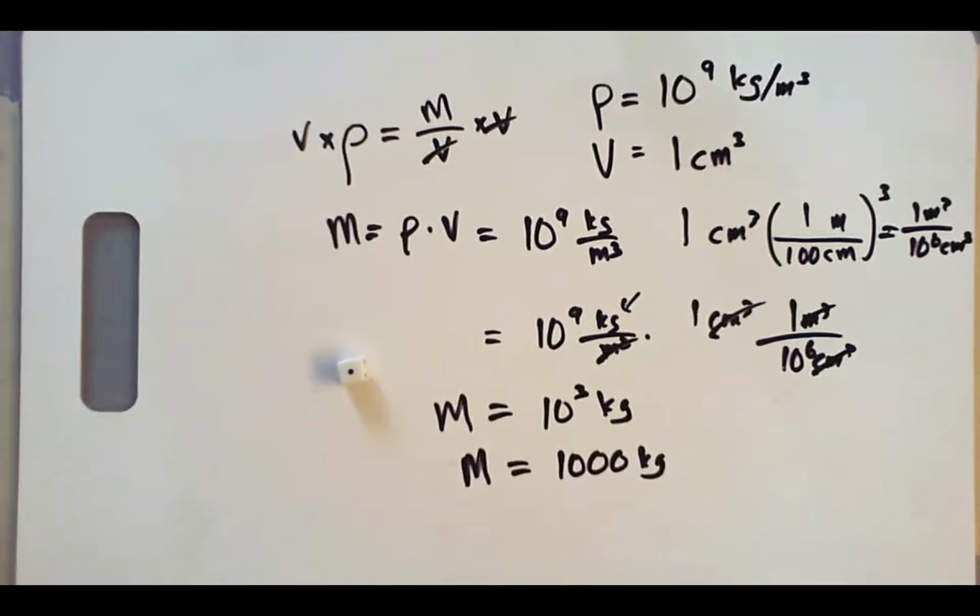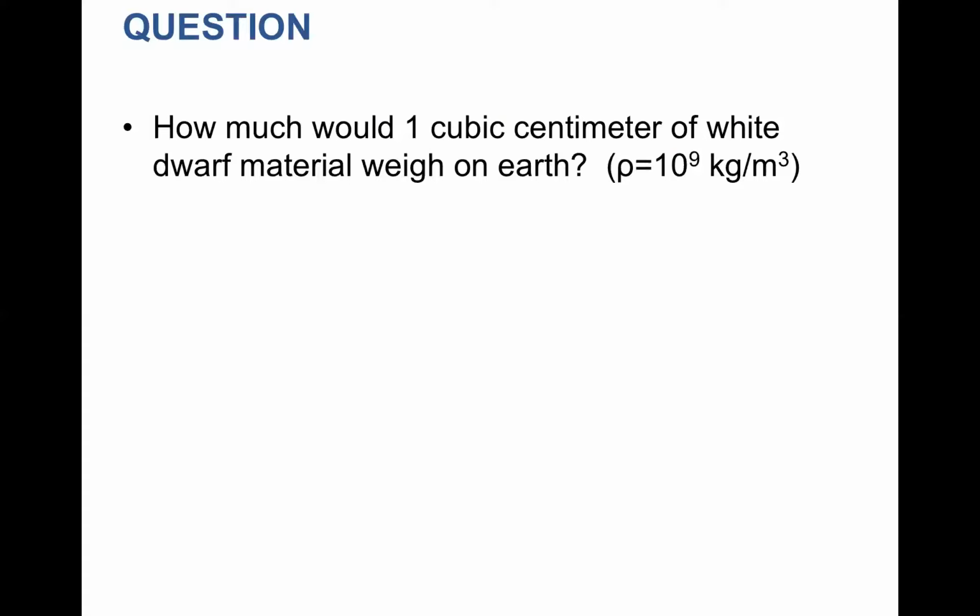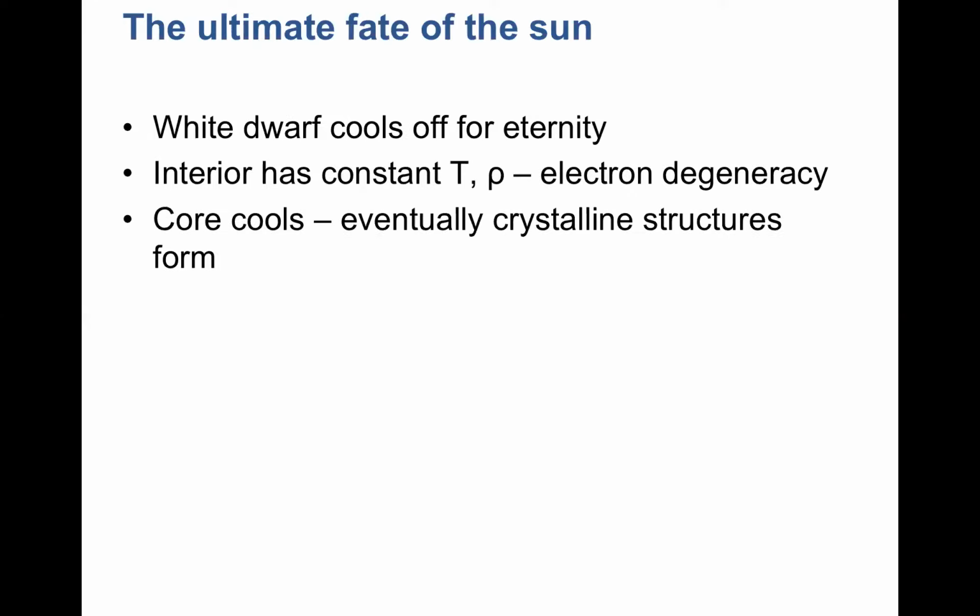All right, let's go back to the slide. All right, so we're at 1,000 kilograms is the answer to this question. And this is the ultimate fate of the sun. This is what the sun will ultimately be. It will get to helium burning eventually. It will become a red giant. It will begin burning helium. It will run out of helium in the core, and it will never get hot enough at the core to burn carbon into something else. And so this is the ultimate fate of the sun.